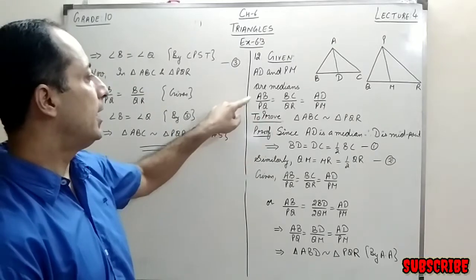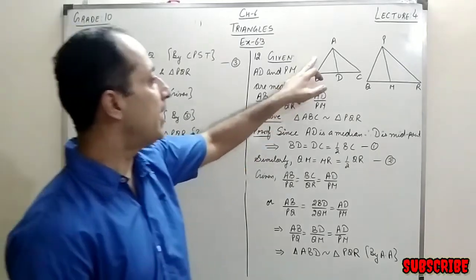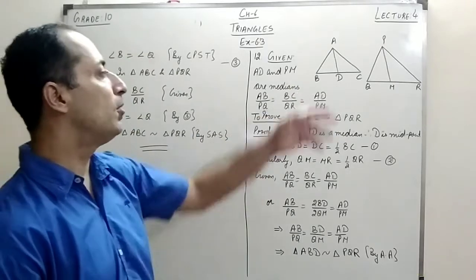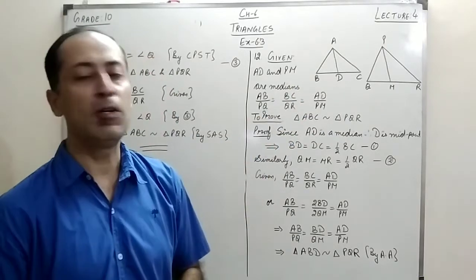If you see AB, BC, these are the two sides of the triangle ABC, and PQ, QR are the two sides of the triangle PQR.